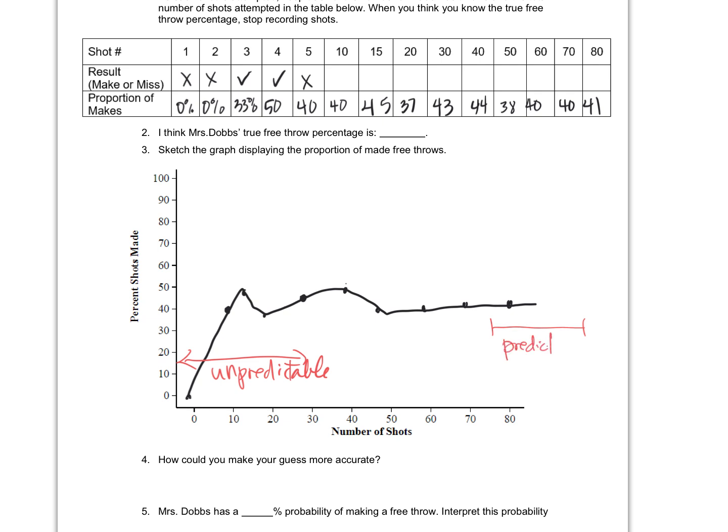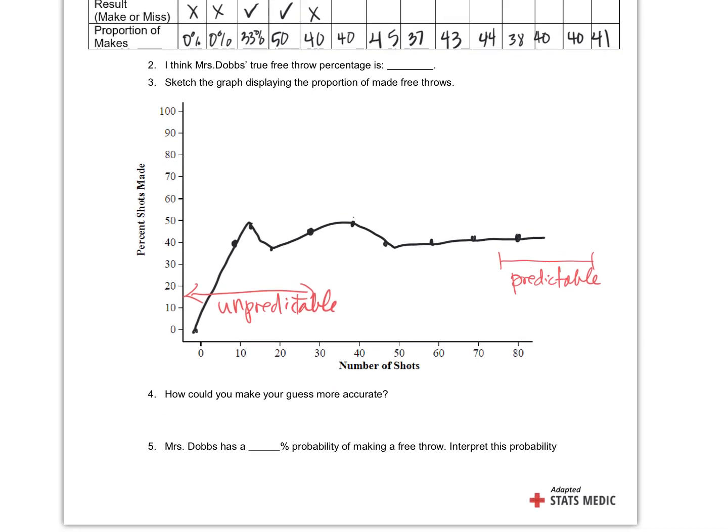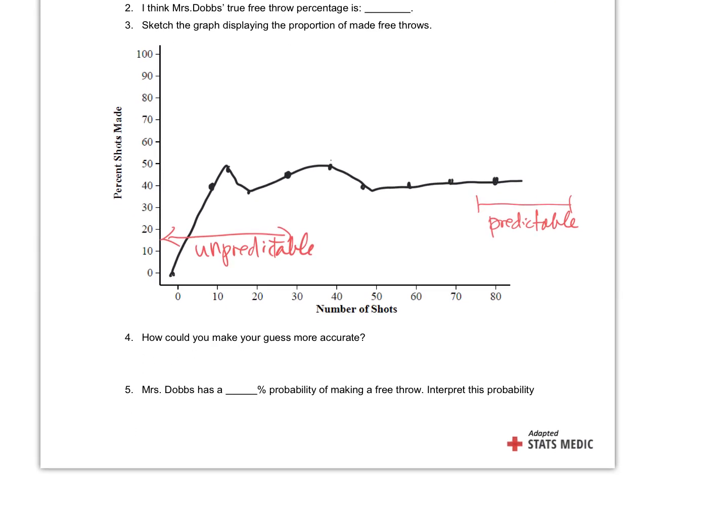And I have another applet I could show you that it will go up into the thousands, and you will see it becomes an even line right in the middle, okay? So, how could you make your best guess more accurate? What could we do to make it more accurate? Do it even more, right? Take more samples. More samples. The more samples, the more accurate, for sure.